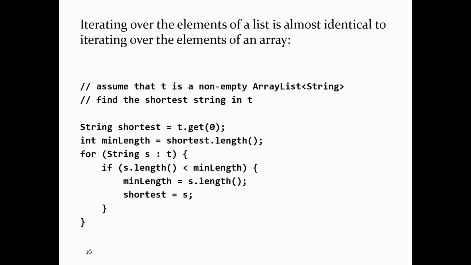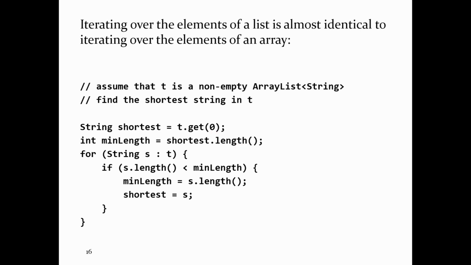So this method here, given a list t, finds the shortest string in the list. What you're going to do is look at every element in the list, get the length of that element, and remember what the shortest element is that you've seen so far. Assuming you have a non-empty list, you can always get the first element.